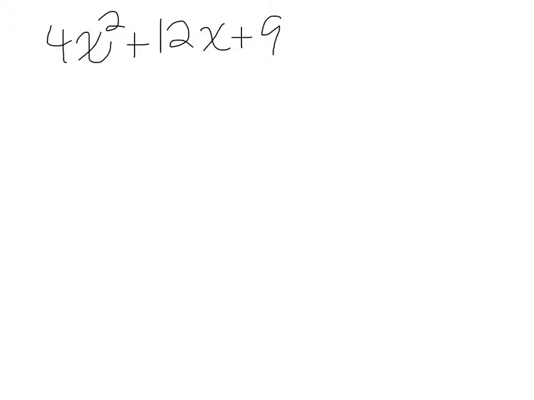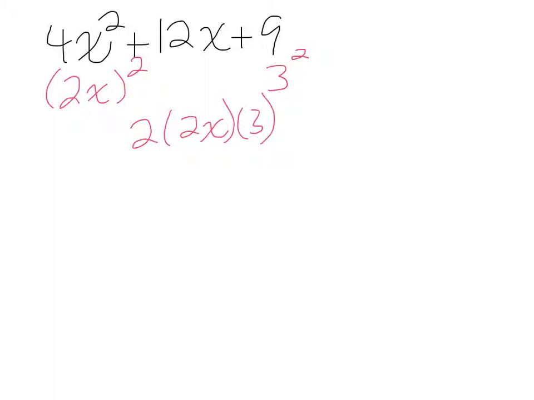Here I have 4x squared plus 12x plus 9. 4x squared would be 2x squared, and 9 would be 3 squared. So 12 is 2 times 2x times 3, which does give me the plus 12x. So this is an a squared plus 2ab plus b squared, which means it's going to factor into a, which is 2x, plus b, which is 3, squared.